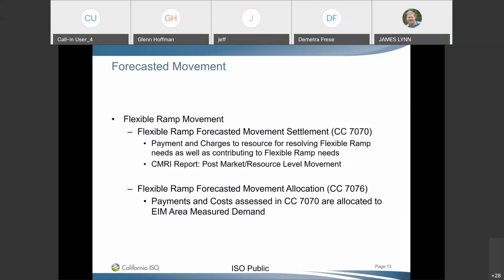And currently the way we're doing the allocation is the EIM measured demand, because the forecasted movement is not only for your load change, but also for the entire EIM area net load change.